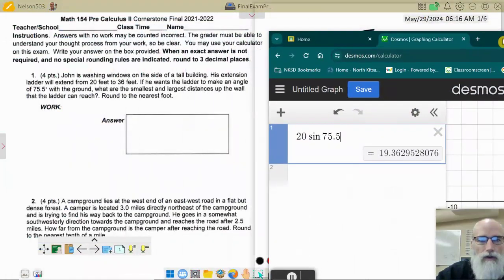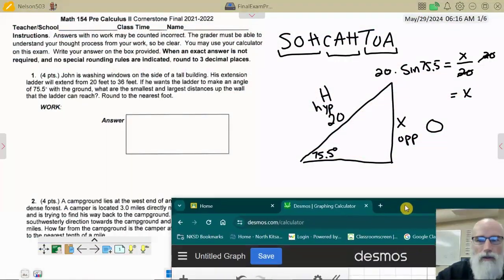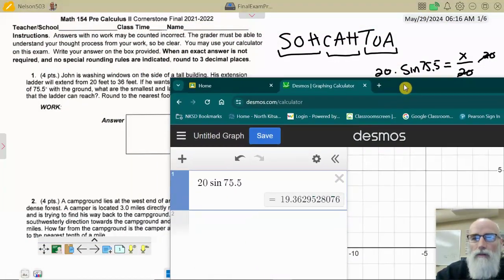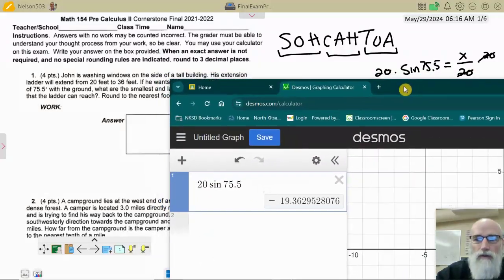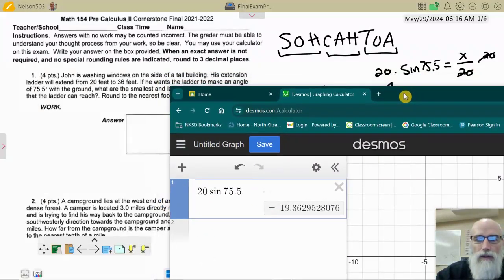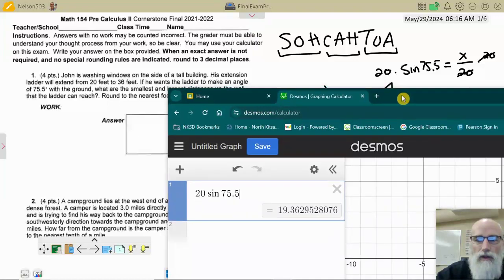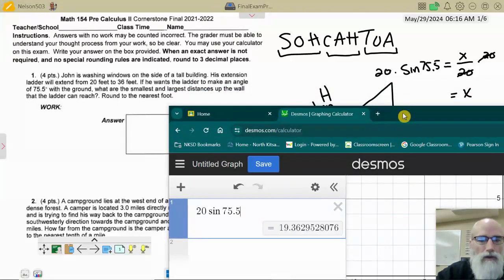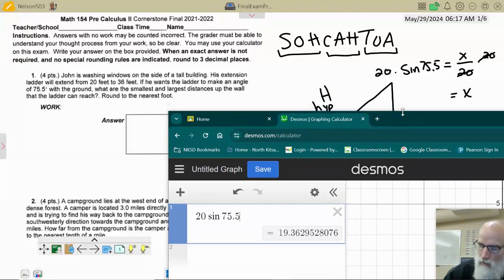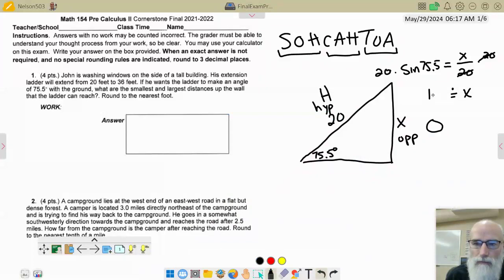So let's see here. Let's drag this off to the side. Where the heck are we? Yeah, it was going to be right. See right there above my mouse, 20 times the sine of 75.5. And that comes out to be 19.36. What does it want me to round to? The nearest foot? So 19 feet. So let's put a little dot above our equal sign and put down 19 feet, right?